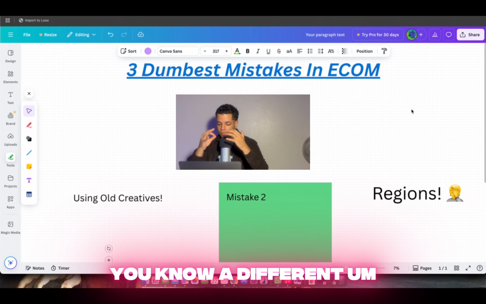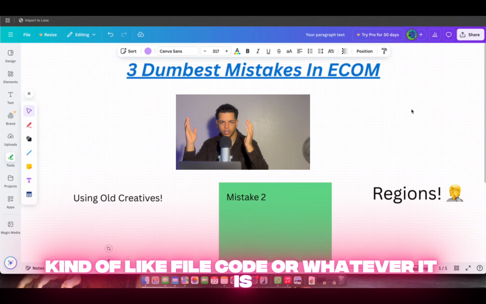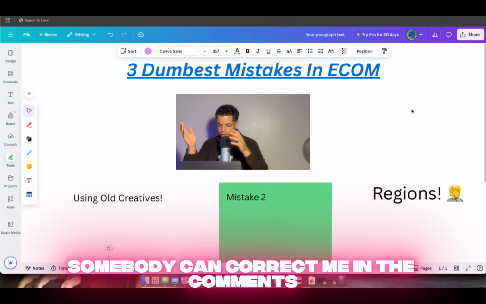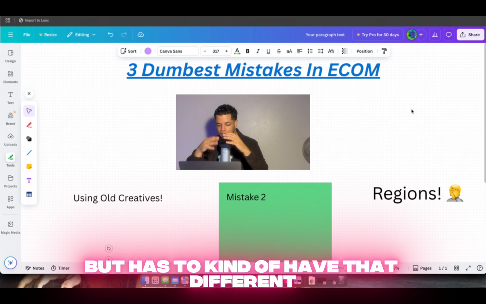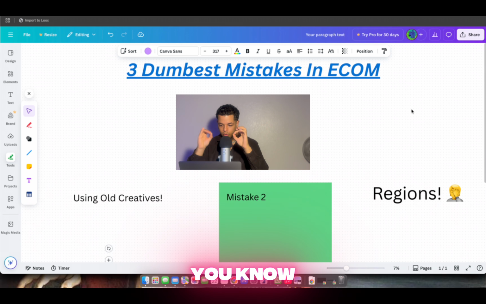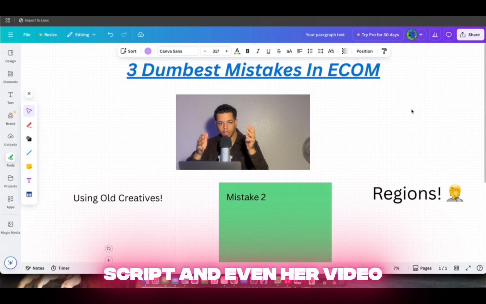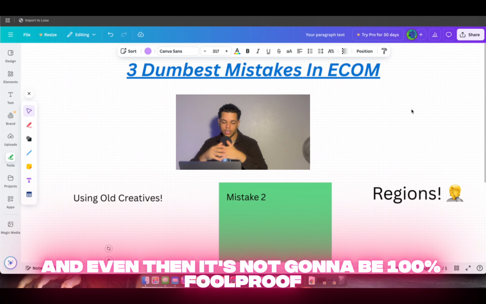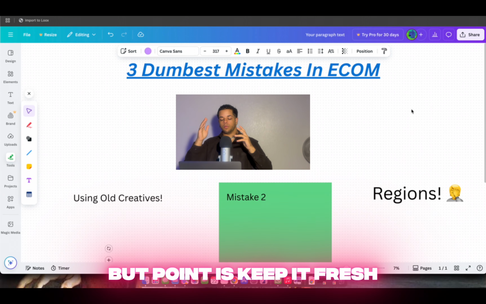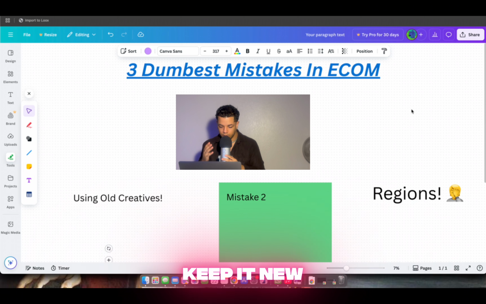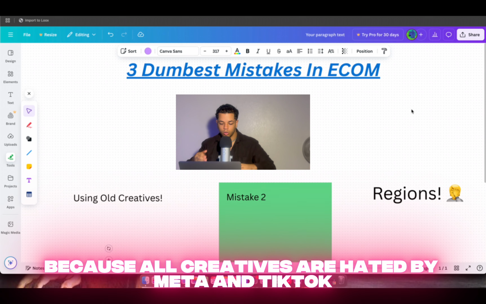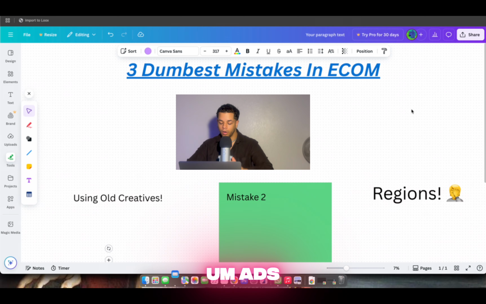a different kind of file code or whatever it is. Somebody can correct me in the comments. There's a word for it, but it has to have that different thing so that Meta will identify it as a completely new script or video, and even then it's not going to be 100% foolproof. But point is, keep it fresh, keep it new, because old creatives are hated by Meta and TikTok ads.